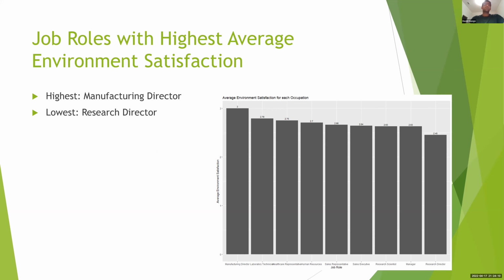So here, I was able to examine job roles with the highest average environment satisfaction. As this bar graph shows, manufacturing directors have the highest average environment satisfaction at a score of 3, and research directors on average have the lowest environment satisfaction at 2.45.